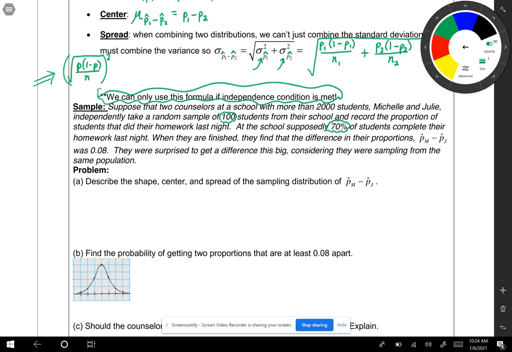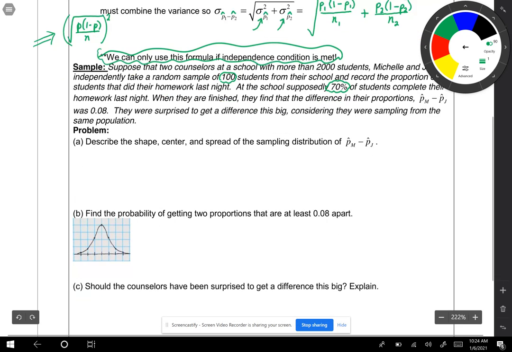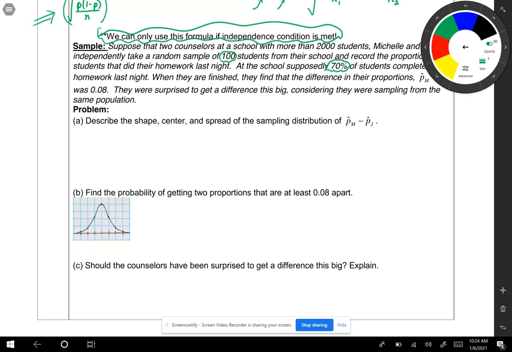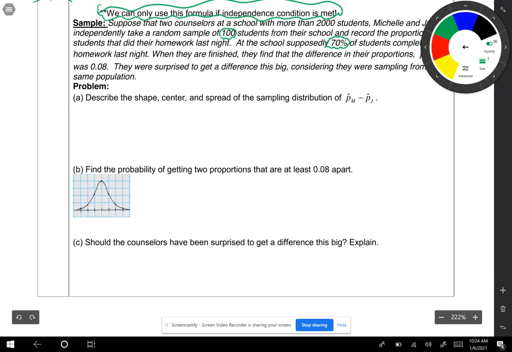So here are the prompts that we want to answer. The first one: describe the shape, center, and spread of the sampling distribution of P hat M minus P hat J. So the shape, we want to see if it's approximately normal, and we need to show all the values even if they are the same.